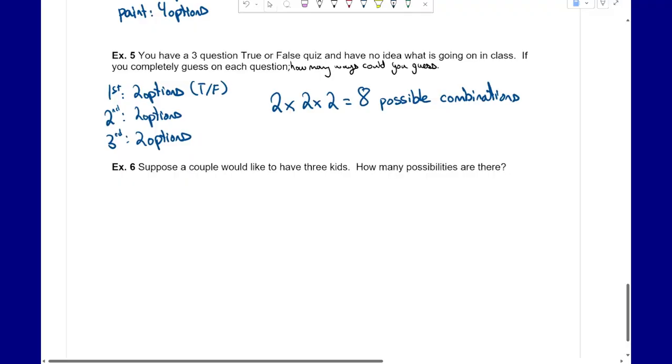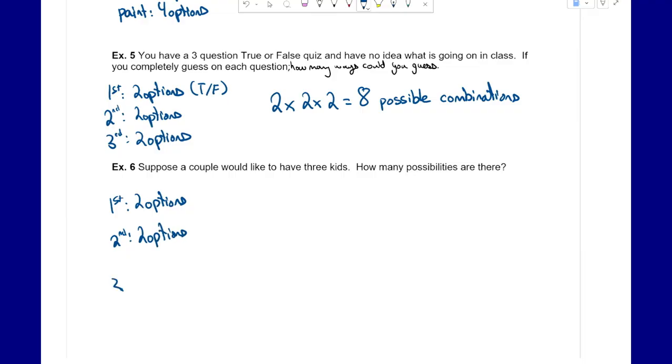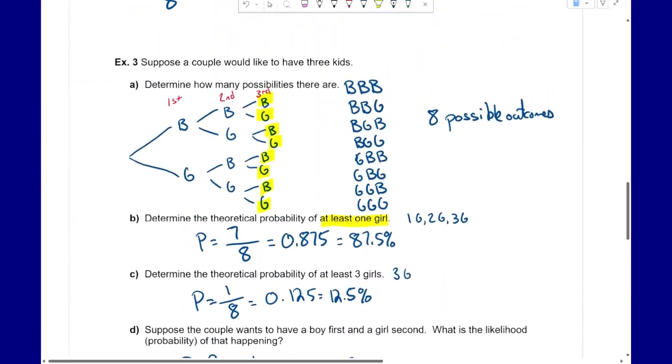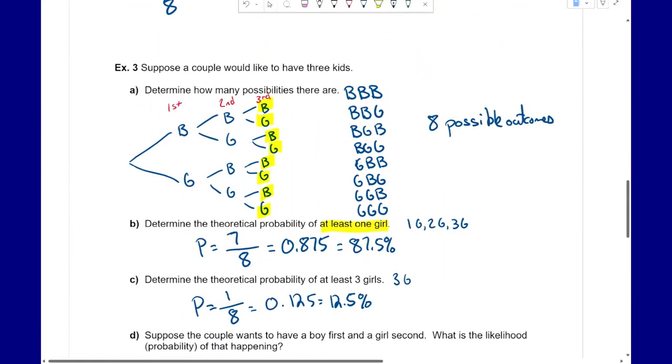And the last one, a couple having 3 kids. How many possibilities are out there? So the first child, there are 2 options. Second child, 2 options. Third child, 2 options. Very similar to the last one, we can just do 2 times 2 times 2, which is 8 possibilities. And if we go back and look at the tree diagram for that one, we see that there are 8 possible outcomes as well.